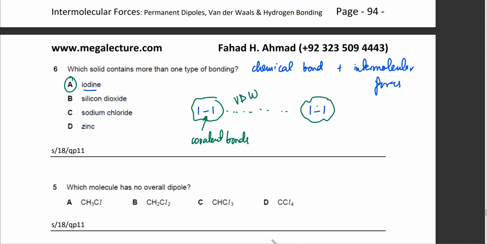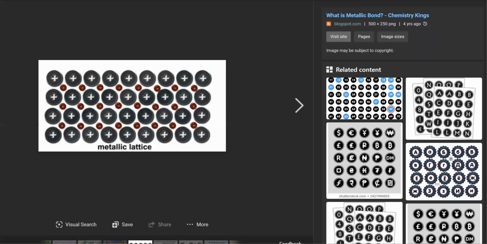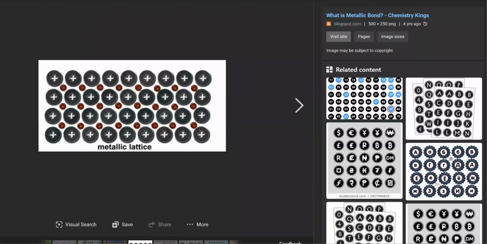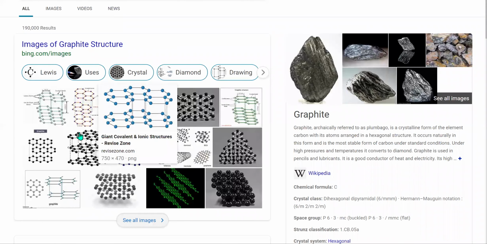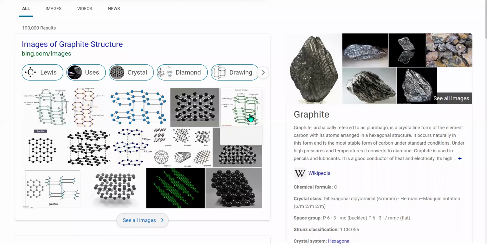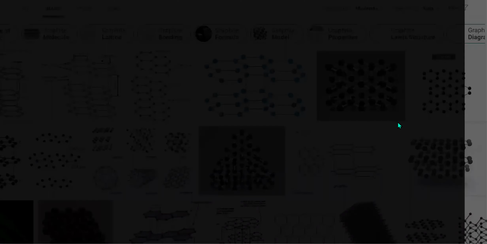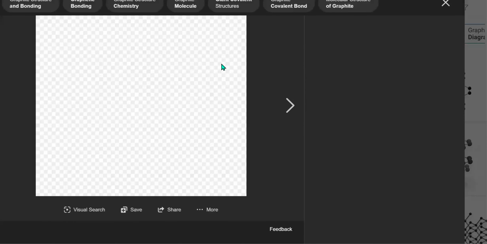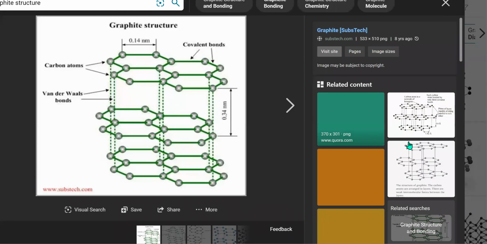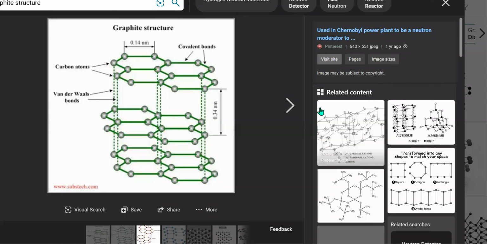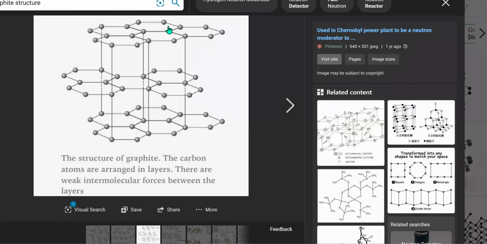There's one giant structure that actually has two types of forces, and that is graphite. If you look at the structure of graphite, graphite is the only giant structure that has intermolecular forces, because there are going to be sheets of graphite, carbon atoms bonded to each other. So there's going to be a bunch of covalent bonds, lots of covalent bonds.